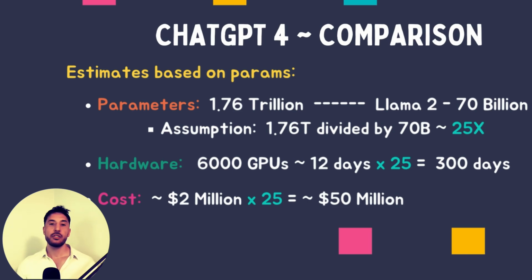For hardware, let's assume that they used 6,000 GPUs as well. If it took Llama 270B 12 days, if we multiply that by 25, it would take 300 days for ChatGPT-4 to be trained, assuming that they used 6,000 GPUs. Same thing with the cost: Llama 270B costs them around $2 million. If we multiply that by 25, it gives us $50 million, meaning that ChatGPT-4 costs $50 million to train. Again, these are just numbers that I estimated based on the parameter differences between ChatGPT-4 and Llama 270B.